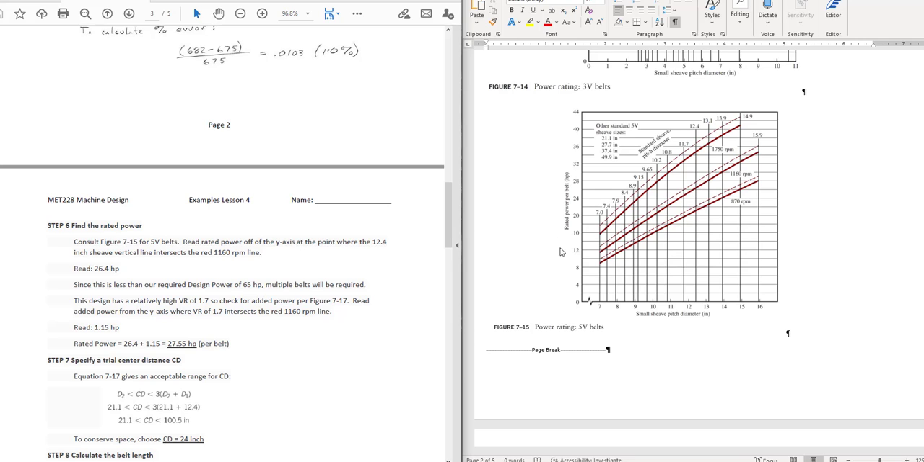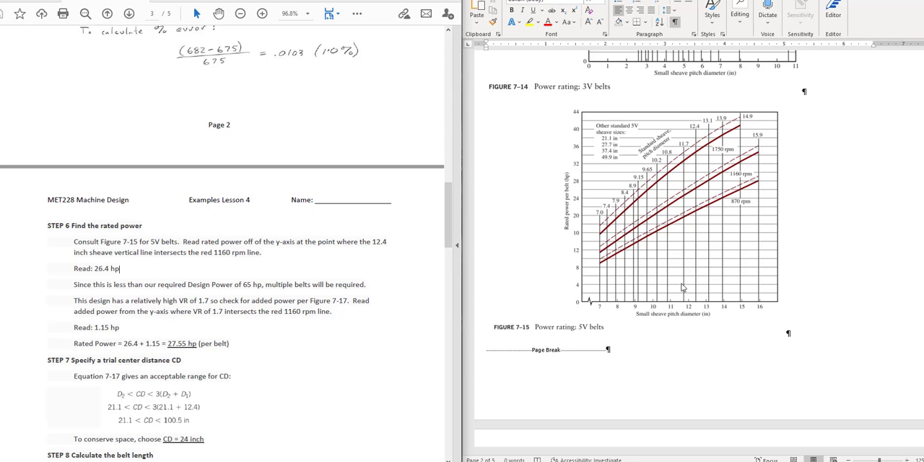We're going to consult this figure and read the rated power off of the y-axis at the point where our 12.4 diameter input sheave crosses this red 1160 RPM line. So when I come over here, this is the point I'm looking for. If I come over and read it off, I'm looking at roughly 26.4 horsepower. Since this is less than our required design power of 65, we know we're going to need more than one belt.